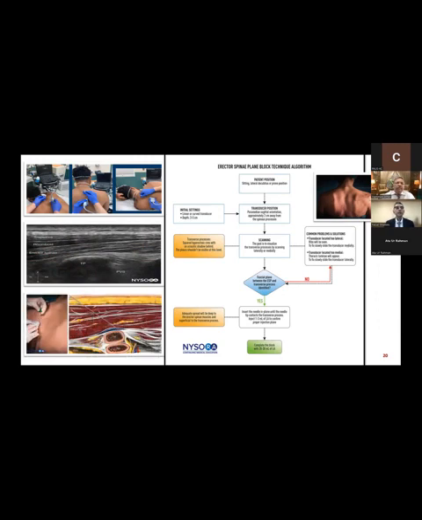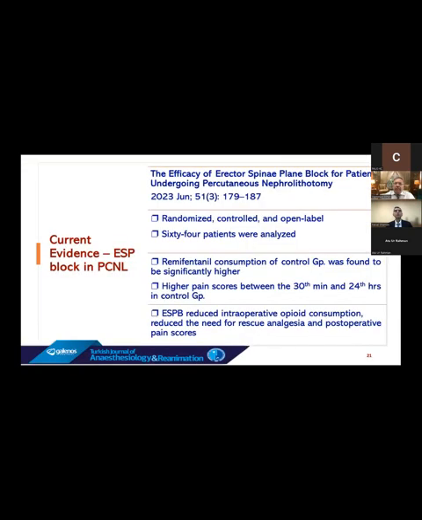Then insert the needle in plane under ultrasound guidance, and you can do the erector spinae plane block and give the local anesthetic. First you give hydrodissection with normal saline, and then 20 to 30 mL of local anesthetic: bupivacaine 0.25% or 0.375%, or ropivacaine 0.5% or 0.25%. Usually we use a 0.25% concentration for analgesia. This way, the block can be done for PCNL, and there is current evidence.